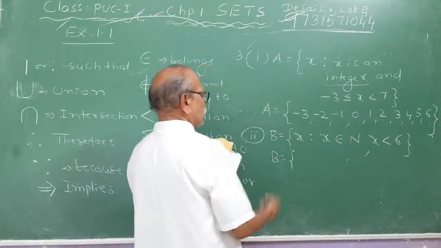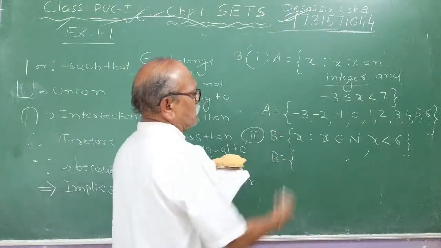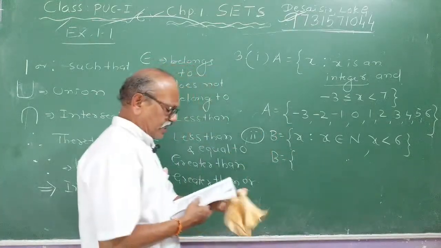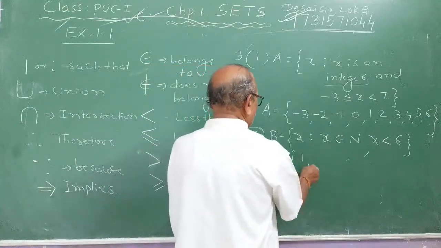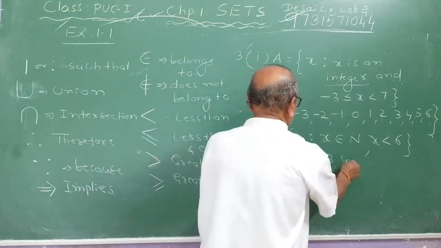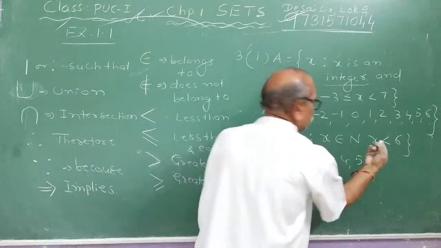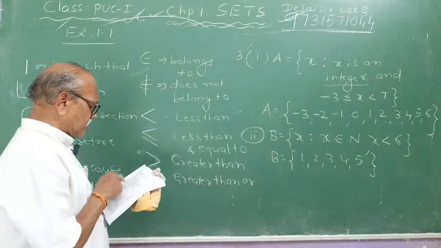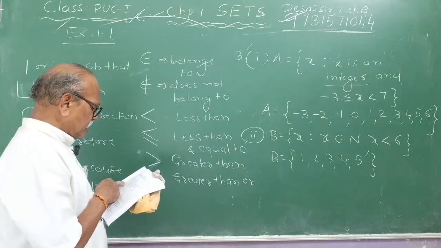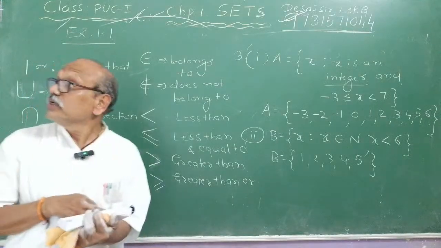What are the elements? You have to write it in the roster method, given the rule method. What are the numbers? How do you start? You can write it as less than 6. 1, 2, 3, 4, 5. Stop. 6 will not. Less than 6. Right?